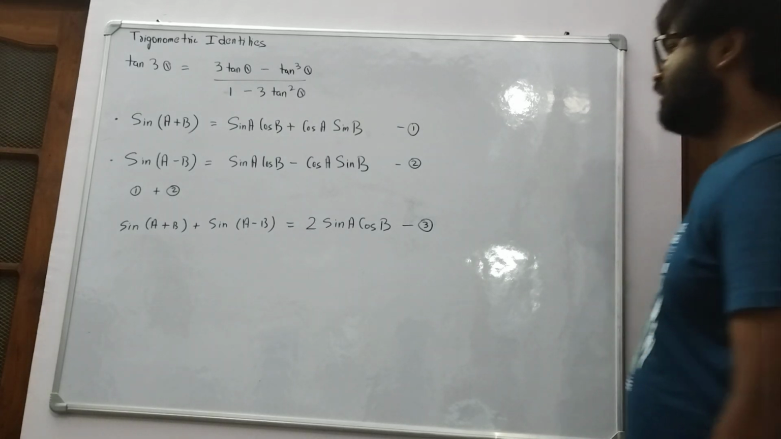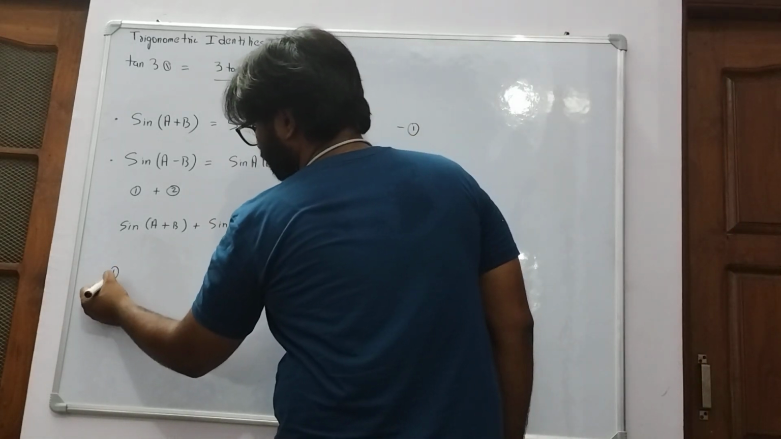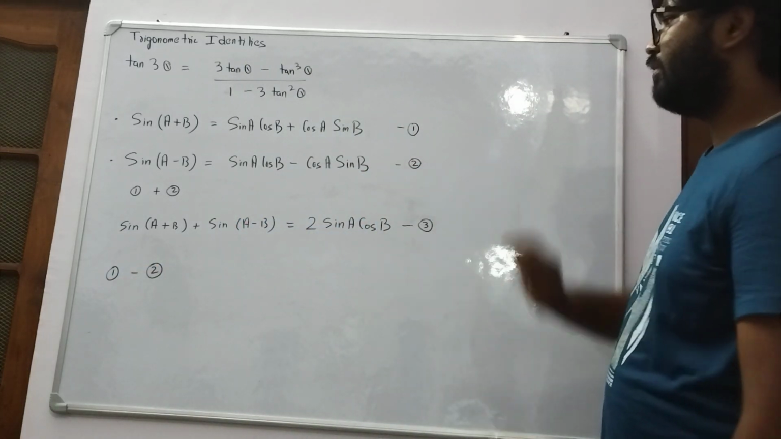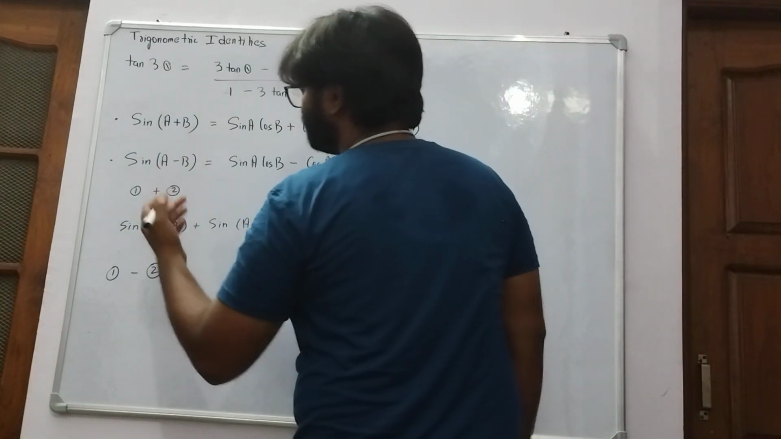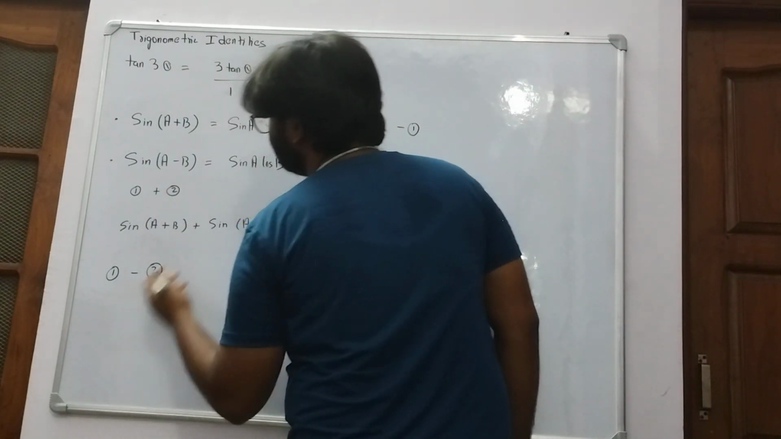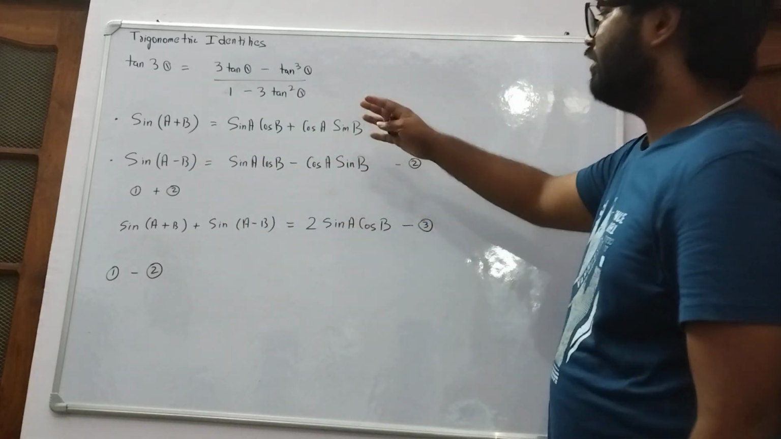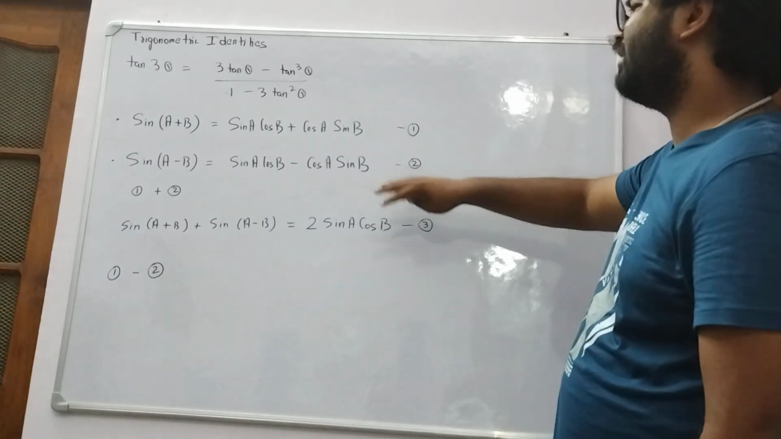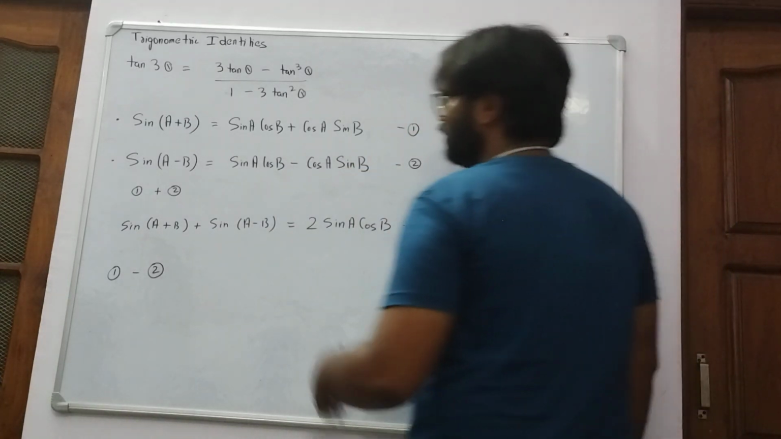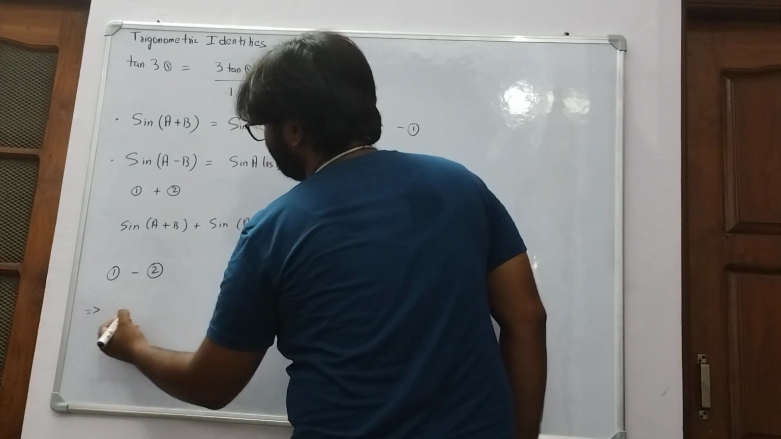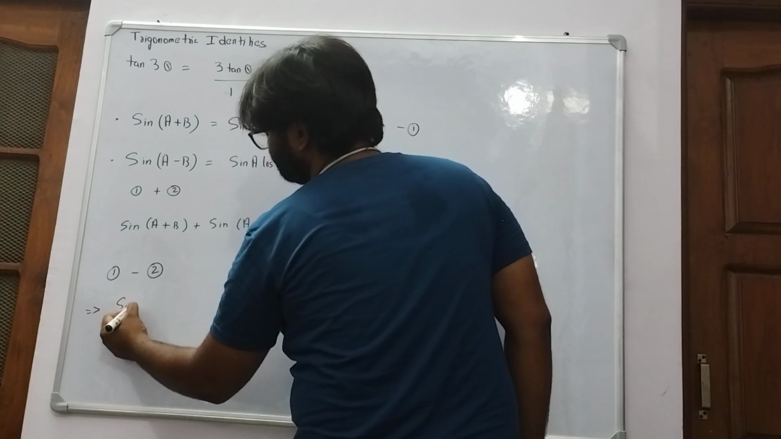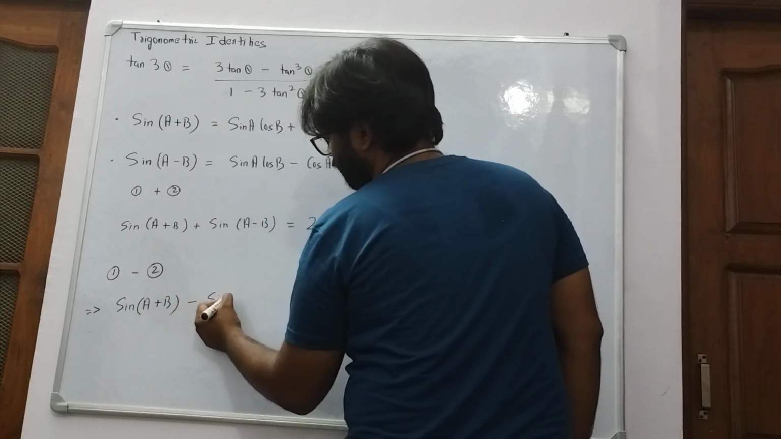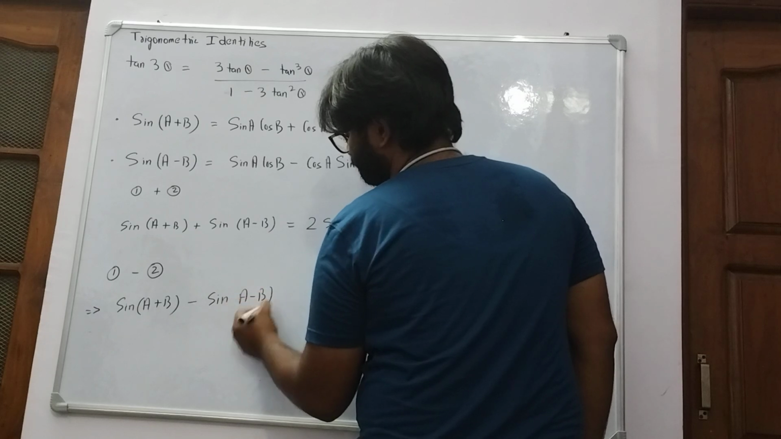Now let's subtract equation number 1 minus equation number 2. When we subtract 1 from 2, I should say 2 from 1 actually, though it will not make any difference to you, because when you do that, the negative signs will be cancelled out from both sides. So if you do 2 from 1 or 1 from 2, at the end you will get the same answer. So let's start. It would be sin of a plus b minus sin of a minus b.